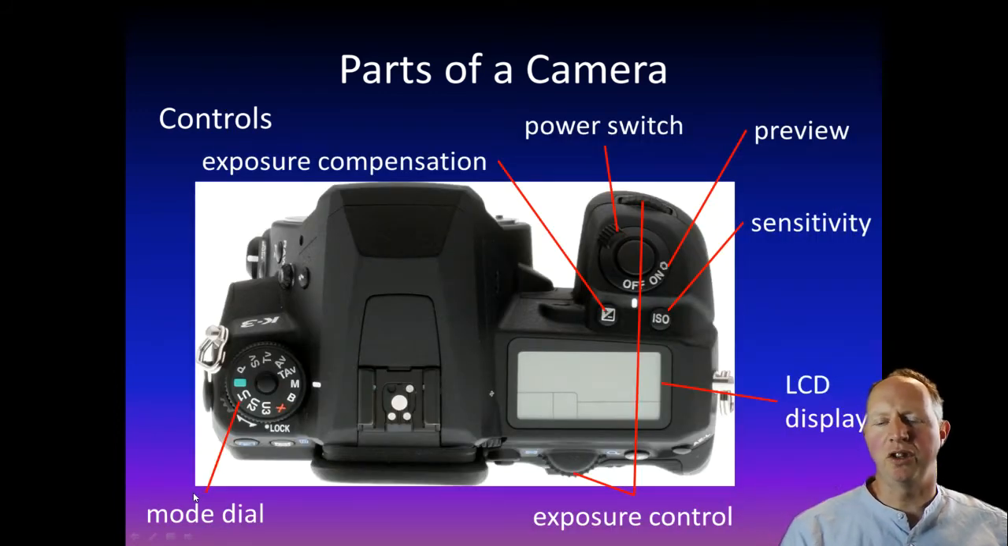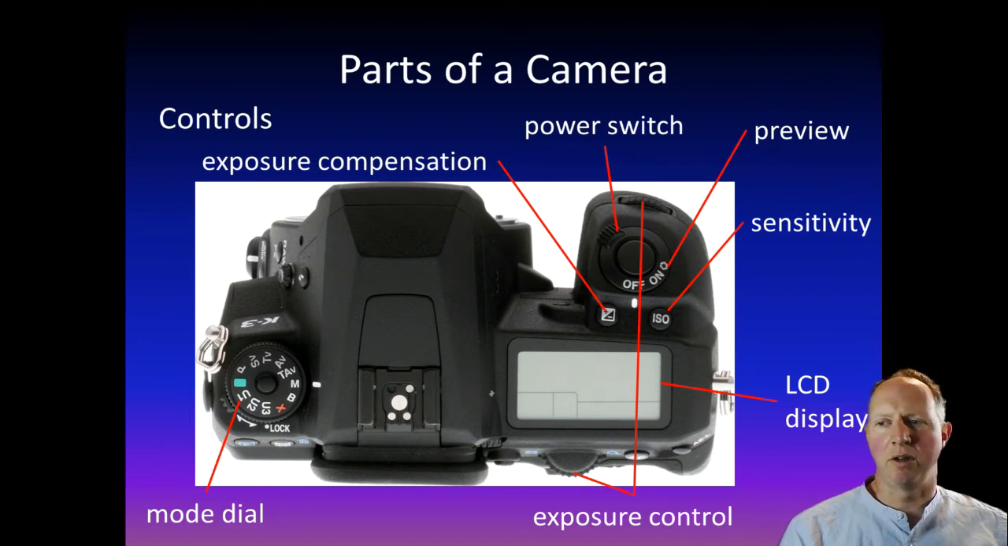Okay, up on top we have a mode dial which selects different shooting modes, which again I will look at in a lot more detail in a later video. Okay, we have 1 or 2 dials for controlling my exposure. We may have an exposure compensation button, and if I'm in automatic or some of the automatic modes, that lets me adjust the picture to be lighter or darker to fit the circumstances.